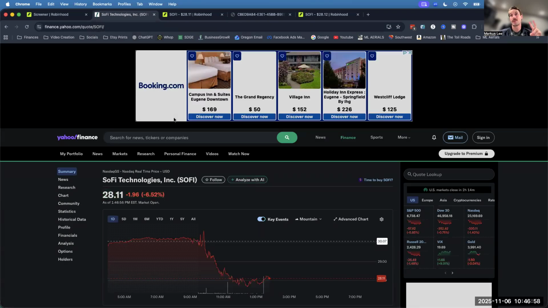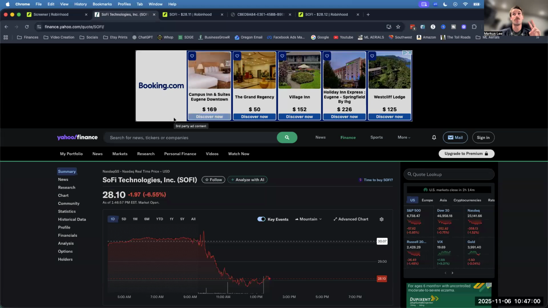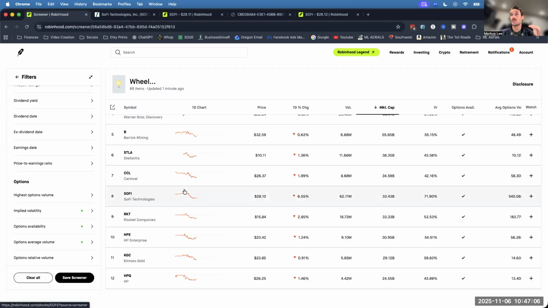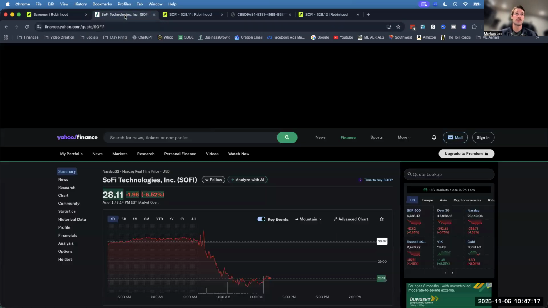This is the second step in actually implementing the strategy: pulling up the stock on Yahoo Finance to find the strike price that works. This first step was to find the stock itself. Stocks that work well with this strategy are basically every single stock on this list. I personally have found success with SoFi, so I'm going to show an example with this particular stock. So I'm going to go ahead and pull up SoFi on Yahoo Finance.